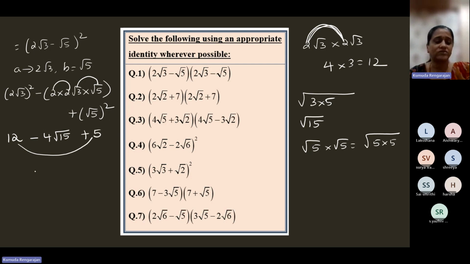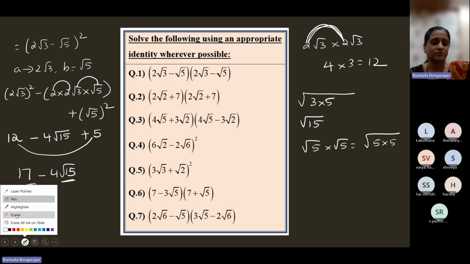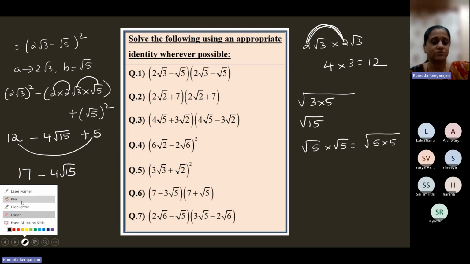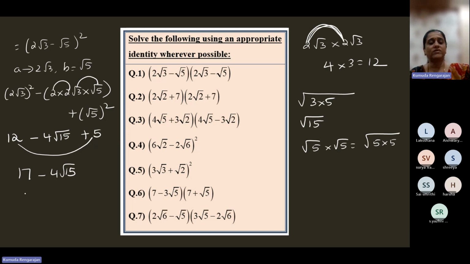Now 12 plus 5 is 17 minus 4 root 15. Because this is rational, this is irrational, you cannot simplify them. 4 root 15, they're not like surds. This one is not a surd at all. This cannot be simplified further. If this was 17 root 15, then you can simplify. This you cannot simplify further. So 17 minus 4 root 15 is the answer.